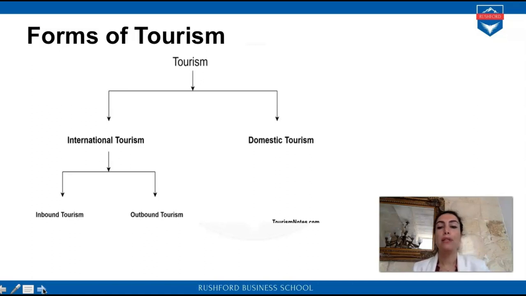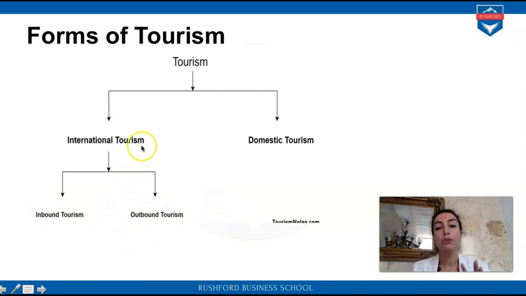After the tourism umbrella, it's really important to understand the forms of tourism. We have two forms of tourism: international tourism and domestic tourism. International tourism is divided into two, inbound and outbound tourism.